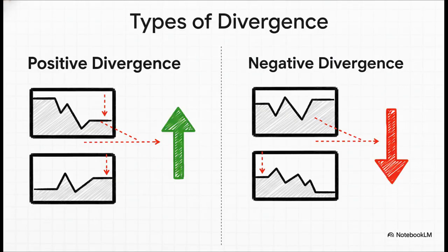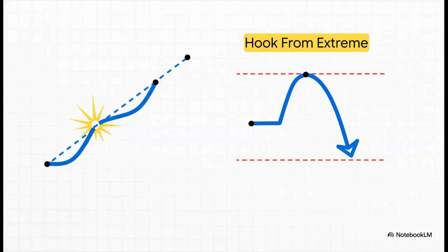And this slide lays it out perfectly. On the left, that's positive divergence, a potential buy signal. Price is making a new low, but look at the indicator, it's making a higher low. On the right, you see the exact opposite, negative divergence. Price pushes up to a new high, but the indicator just can't get there, hinting that a sell-off might be coming.